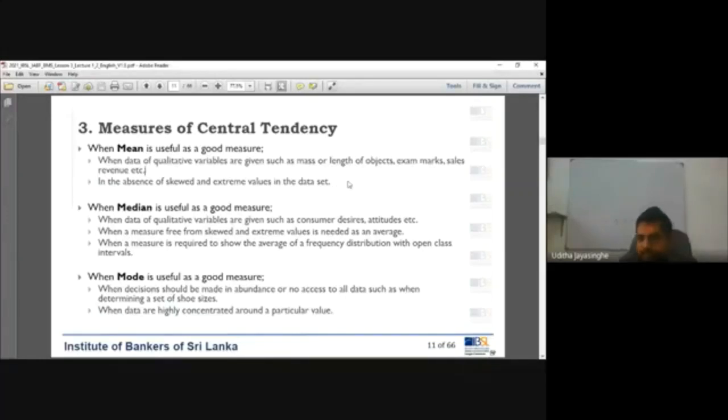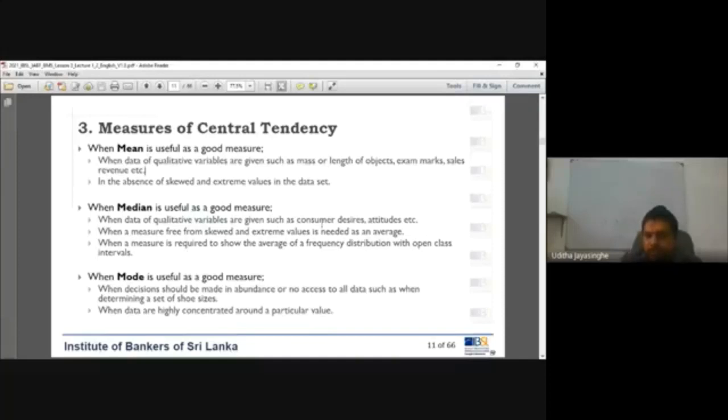Second point, in the absence of skewed and extreme values in the dataset, like we discussed, whenever there are extreme numbers, you cannot use mean as a good representative. Median. When data of qualitative variables are given, those are fine, yes. Like consumer desires, attitudes. Those cannot necessarily be numbers, but rather you can just order them in a particular manner and then identify the middle point.